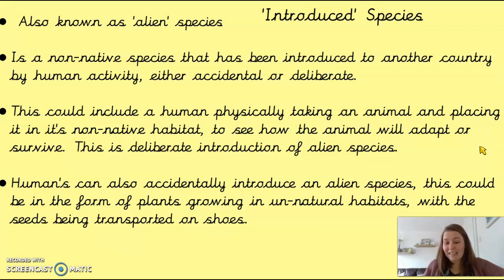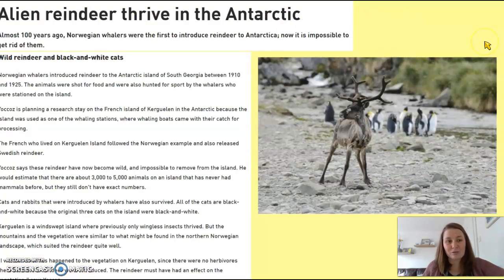Or you could accidentally introduce it, like for example, some form of plants growing where they wouldn't usually, where they've been accidentally transported on somebody's shoes by walking through somewhere that has the plant, getting some seeds on your shoes, and then transporting it to another environment. And then suddenly these plants will grow somewhere they don't usually. So that's what's meant by an introduced species. Here's an example of that really happening.